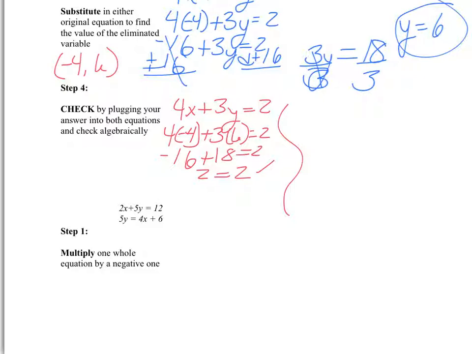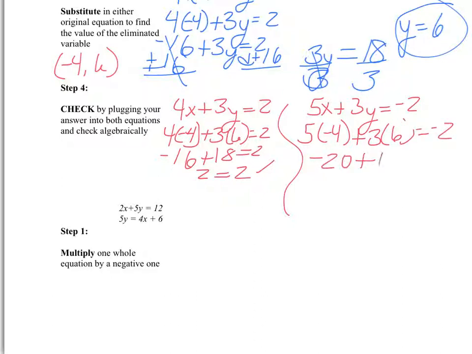Checking it in the second equation. 5x plus 3y equals negative 2. 5 times negative 4 plus 3 times 6 needs to give me negative 2. Negative 20 plus positive 18 needs to give me negative 2. Negative 2 gives me negative 2, and my answer checks.